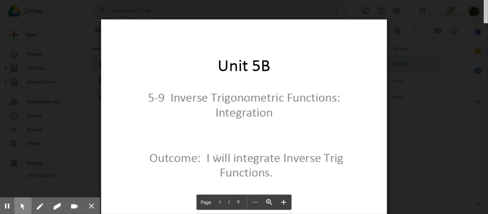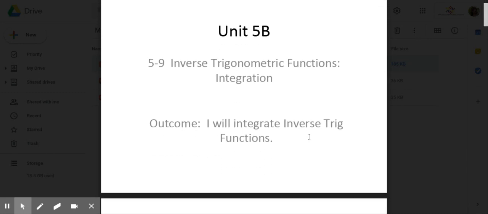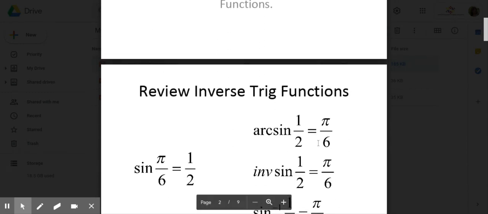All right, we're going to do some inverse trig function integration. So our outcome is I will integrate inverse trig functions. We've already done derivatives, so this is just reversing it. And the good thing is we only need to know 3. Okay, so let's just review.